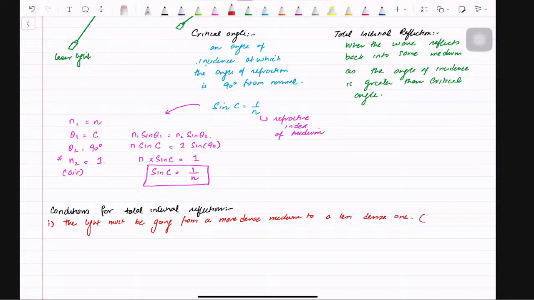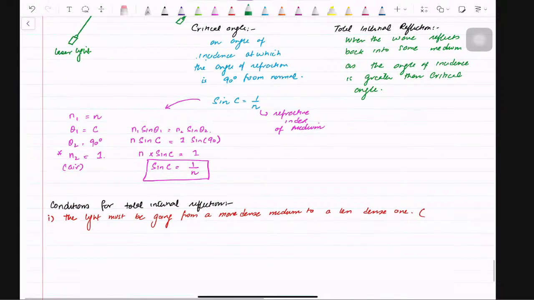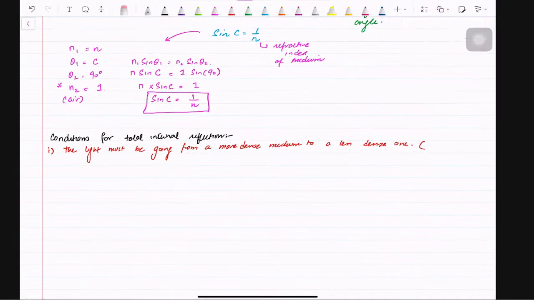So suppose these are two mediums, right? And the light is going like this, it would only come back, theta 1 and theta 2 like that. It can only come back if the refractive index of this medium is greater than this, right? So it means n2 should be greater than n1. All right, Ikra?